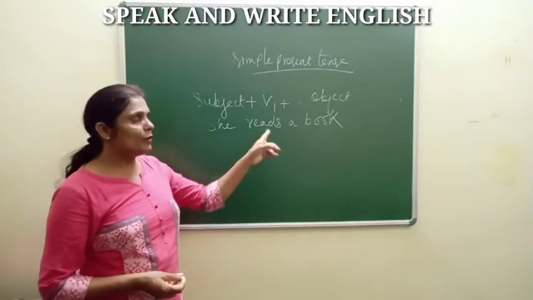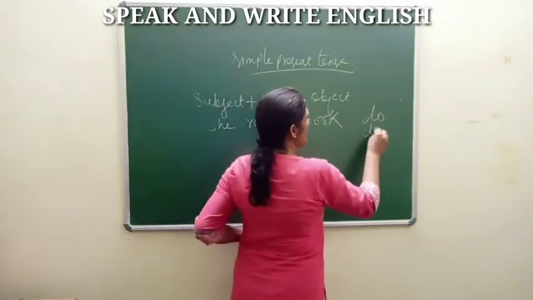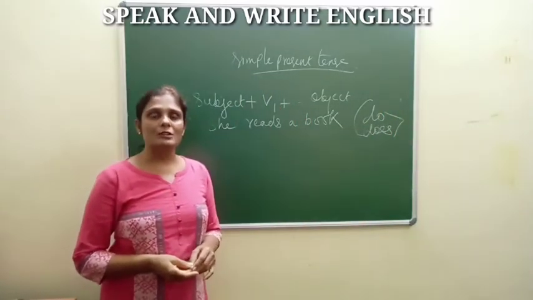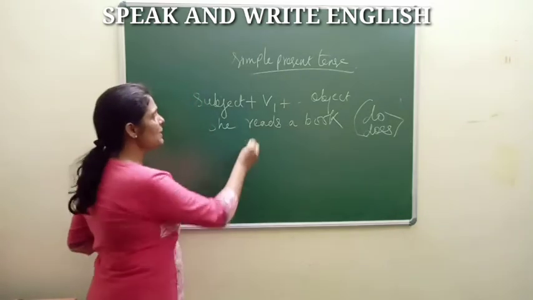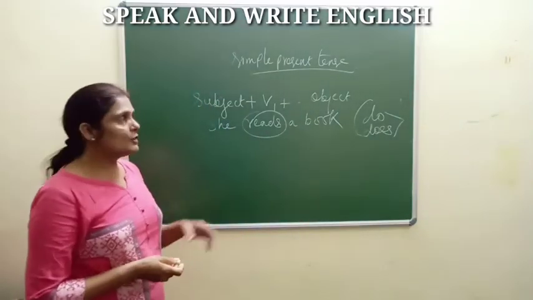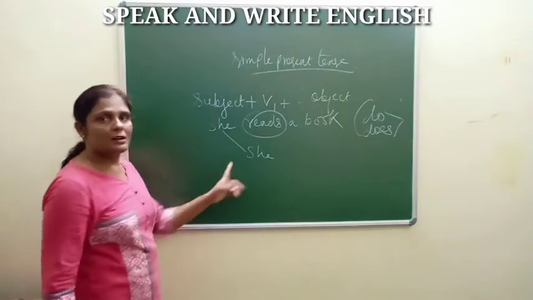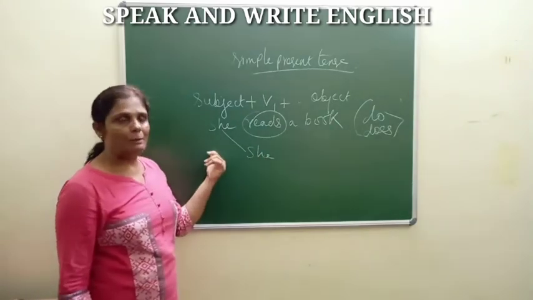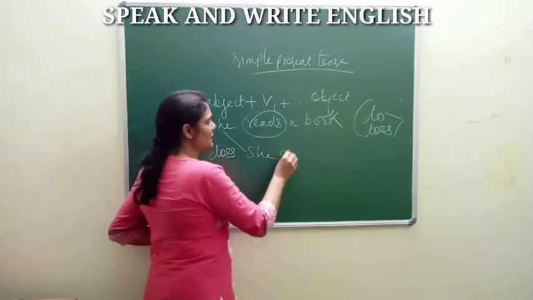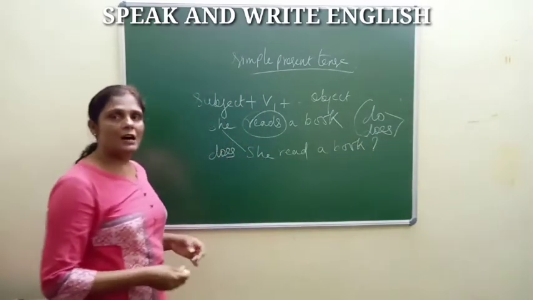How do we do it? For the simple present tense, for making a question, we make use of the helping verbs do and does. Because reads is in the present, we use the helping verb do or does to make a question. Because it is she, put the subject before the helping verb. So, does she read a book?